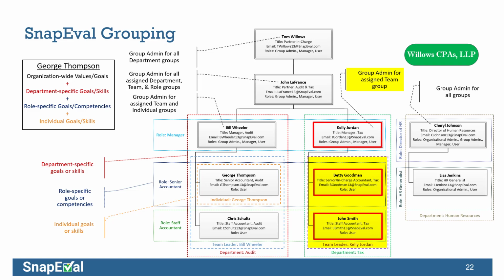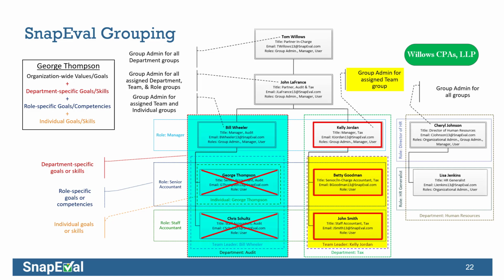But notice that she doesn't have any visibility into, for example, anything related to George Thompson or Chris Schultz, who happen to be a member of the Bill Wheeler team leader group and are part of the audit department. Because Kelly Jordan is not a group administrator for either the audit department or the team leader Bill Wheeler group, she has no visibility to anything that relates to feedback that George Thompson or Chris Schultz have given or received.